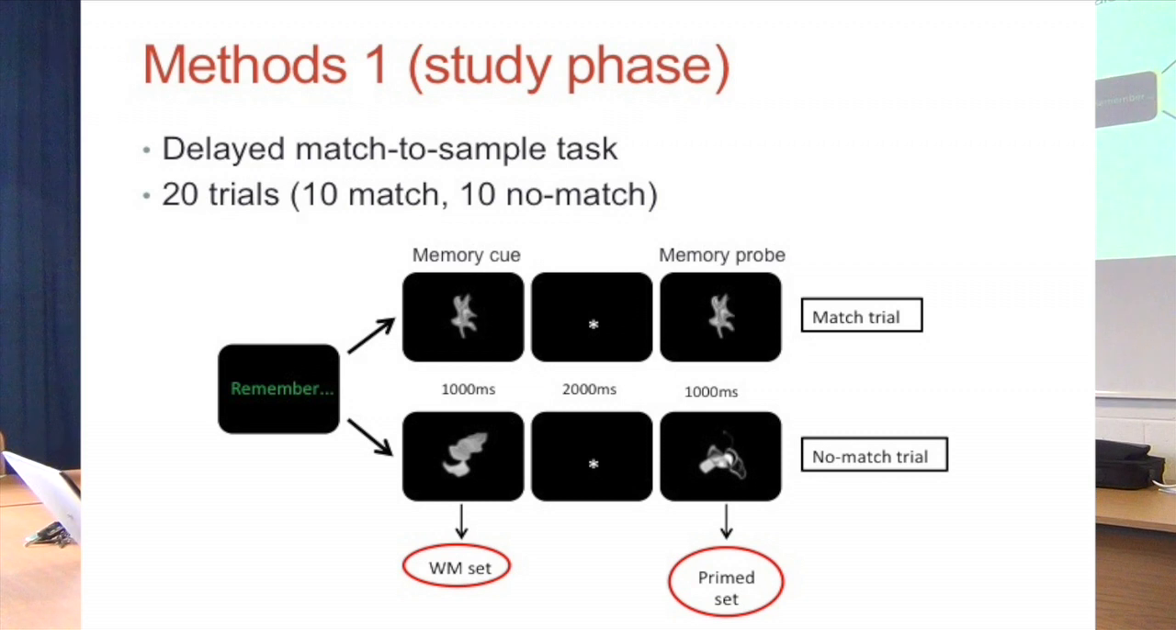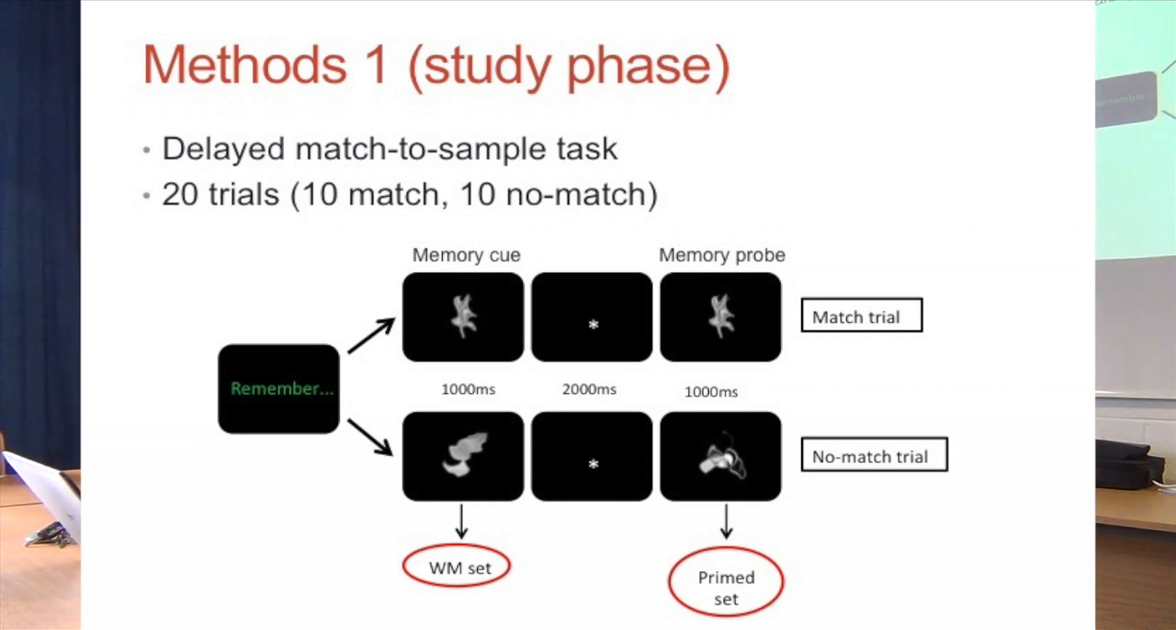Half of the trials, so 10 of the trials, were match trials in which the memory cue and the memory probe were identical. And the other 10 trials were no match trials, in which we present a memory cue for 1 second, then there's a delay, and we present a completely novel item that participants have never seen before, a no match item. So this is where we decided we were going to be quite clever.